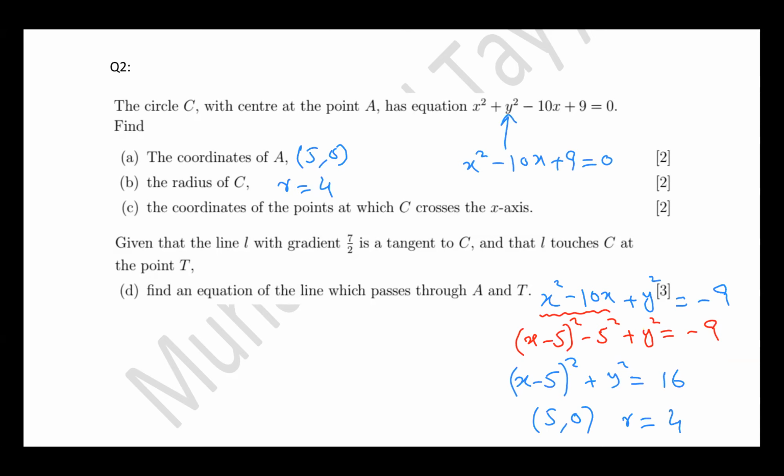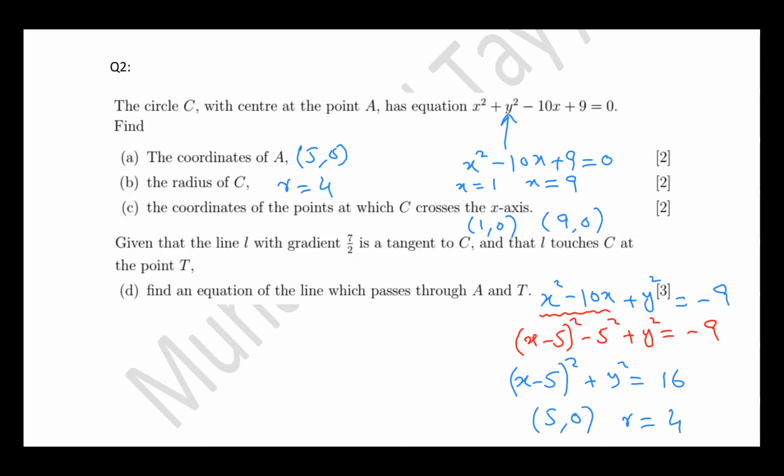So what are those two x-intercepts? Simply, if you solve that equation, there are two solutions, two values of x. One is 1 and the other is 9. So x is 1 and x is 9, and you need to tell the coordinates. Remember, it's coordinates. So (1, 0) and (9, 0). Okay, that was C part.